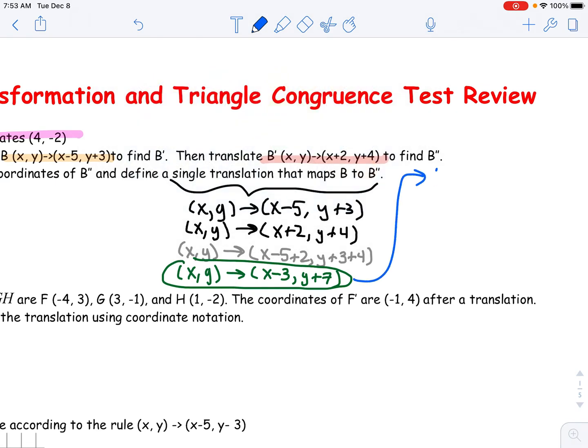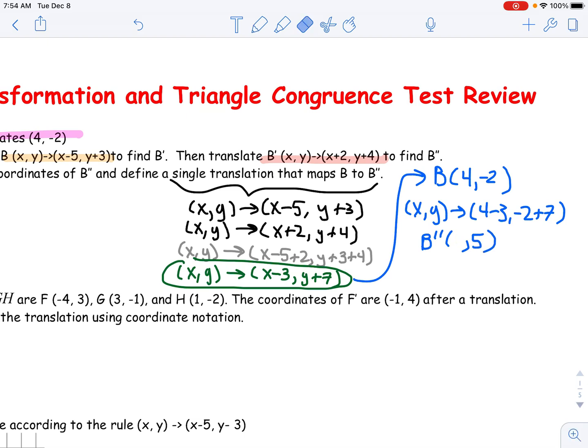All right, now let's recall. Let me write some things over here. I'm just going to rewrite the coordinates of B, which was 4, -2. I'm plugging that into this rule right here. (x, y) arrow is going to be 4 minus 3, -2 plus 7, and it's going to tell me the coordinates of B double prime. Well, what's 4 minus 3? 1. What's -2 plus 7? 5. So 1, 5 is the answer. Okay, so that's how you do that problem right there.